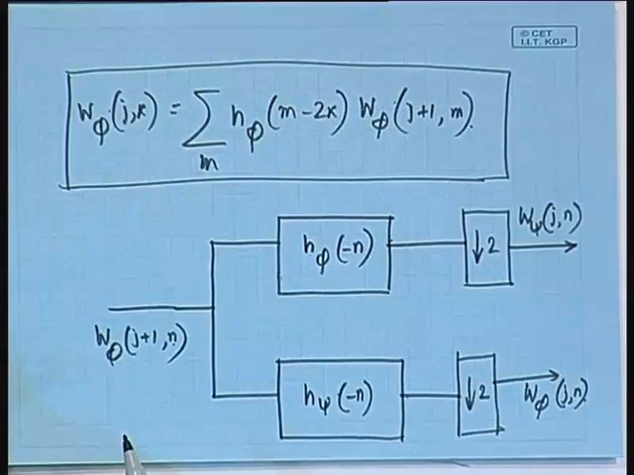you just take the alternate samples and you drop the alternate samples. Because what happens is that if you are starting with m number of samples for n equal to 0 to m minus 1, then after the low pass filtering you get m number of samples, and after the high pass filtering also you get m number of samples.